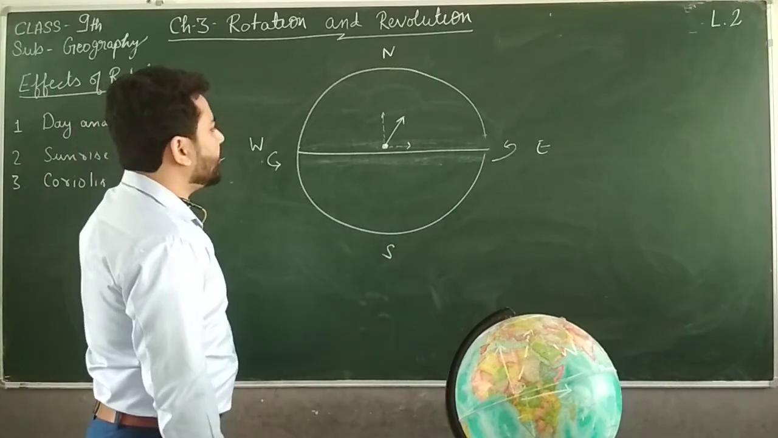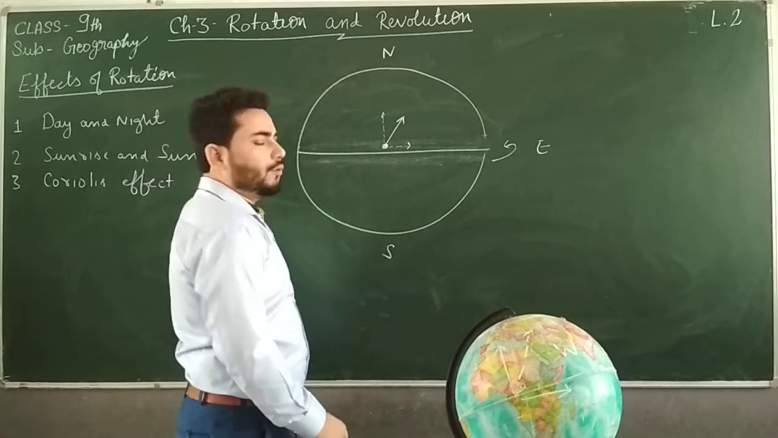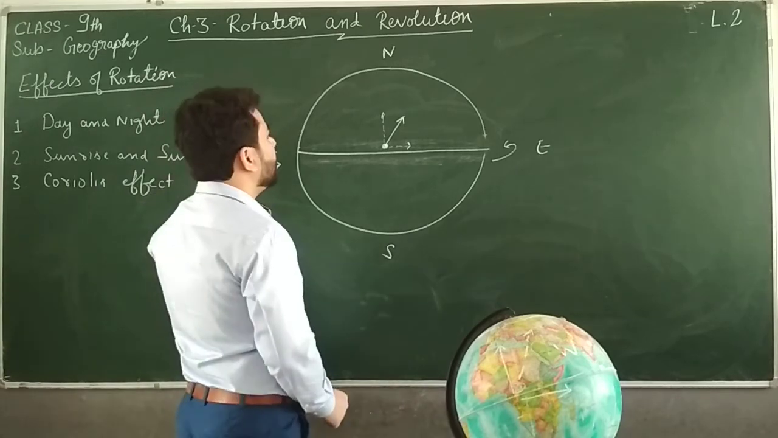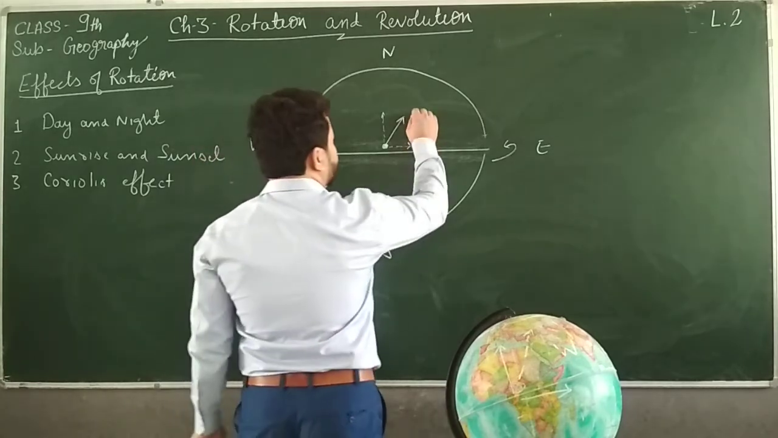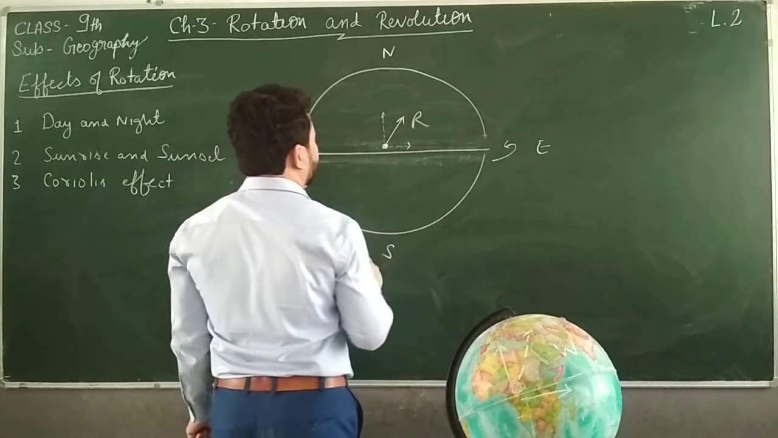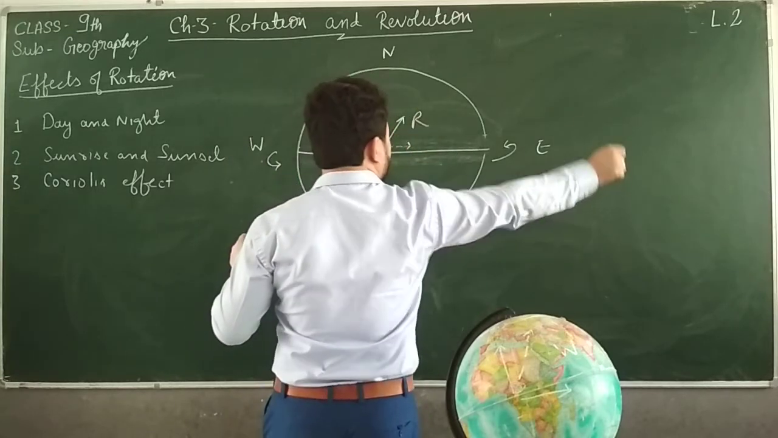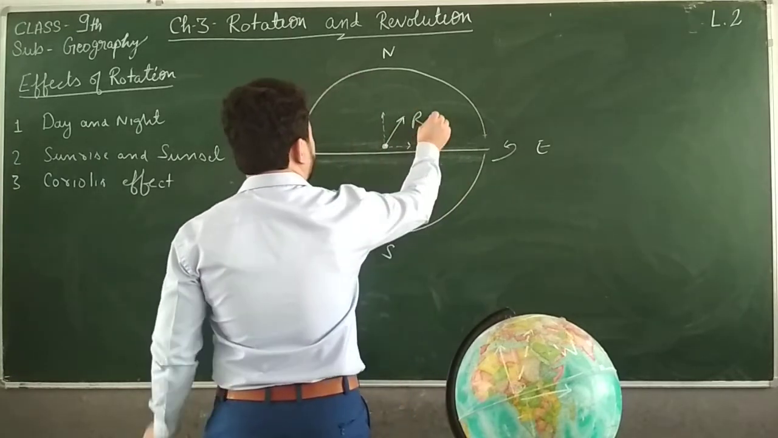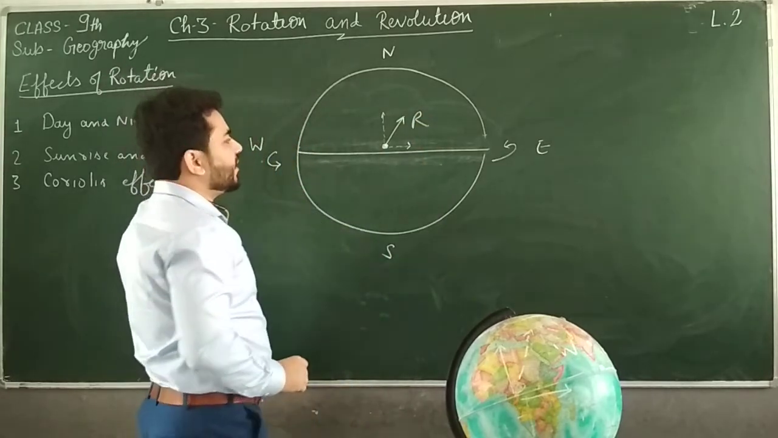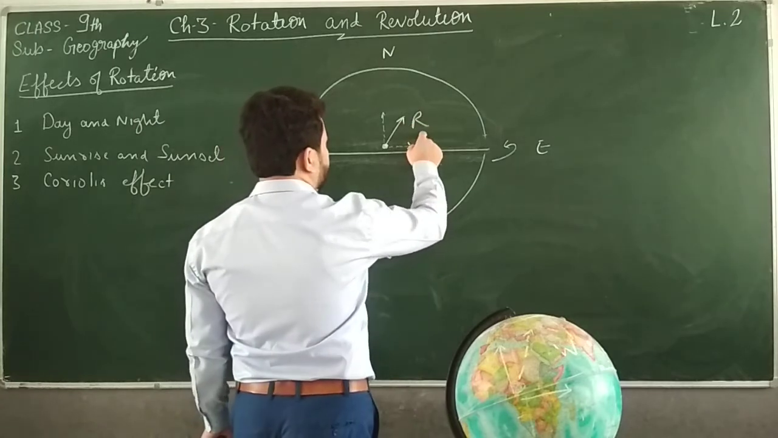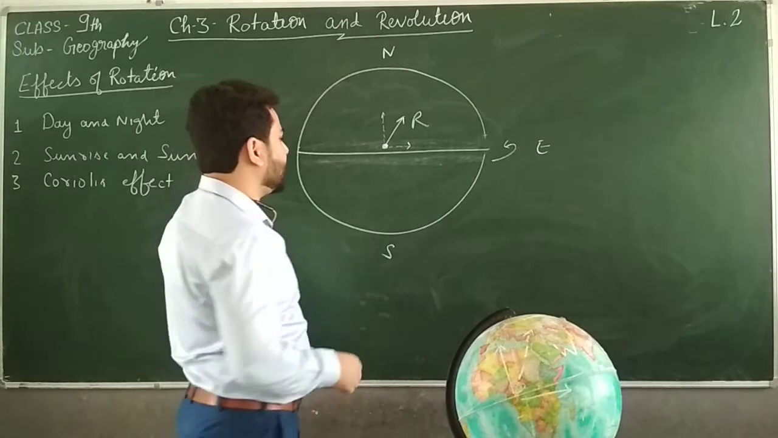So what is the Coriolis effect? Any object which is moving towards the north pole from the equator gets deflected towards its right-hand side. I am moving this way; this is my right-hand side. So that is called the Coriolis effect. That object is getting deflected towards its right in the northern hemisphere and towards its left in the southern hemisphere.